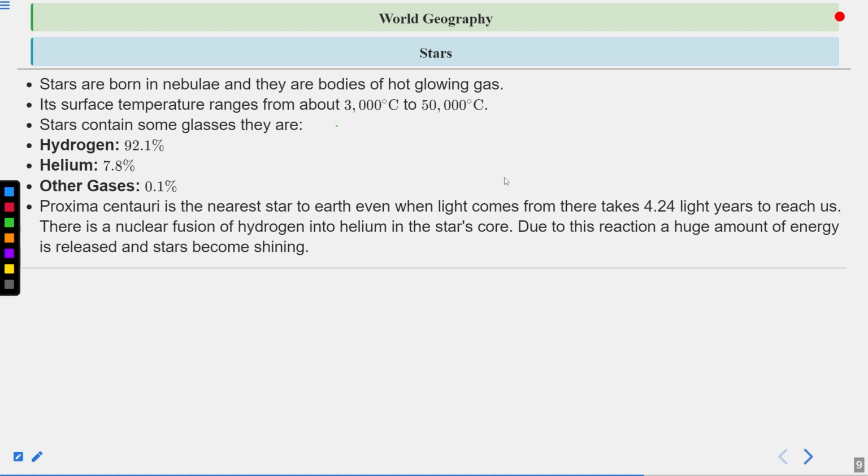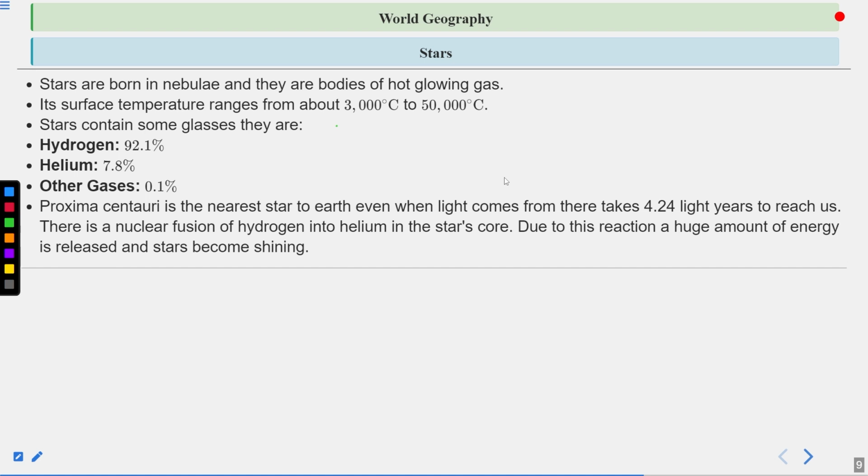So stars are born in nebula, and they are bodies of hot glowing gas. Its surface temperature ranges from about 3000 degrees Celsius to 50,000 degrees Celsius. Like our Sun, the surface temperature of the Sun is around 6000 degrees Celsius. Stars contain some gases, and they are hydrogen, that is 92.1%, helium 7.8%, and other gases 0.1%.